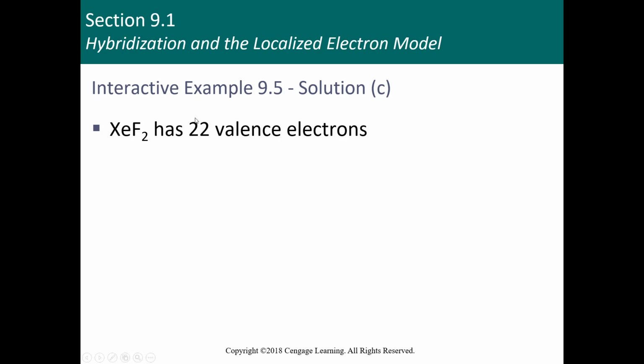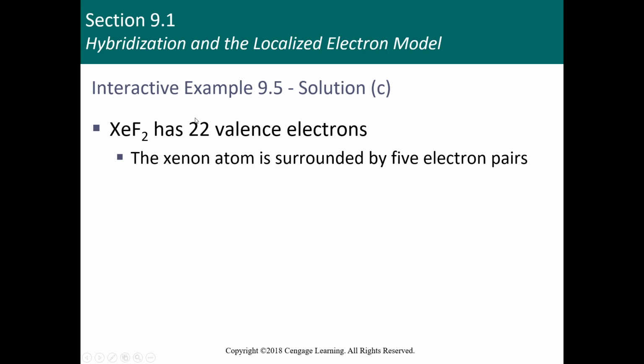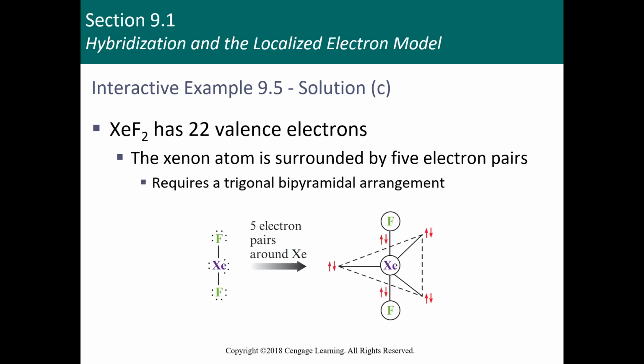XeF2, this has 22 valence electrons. The xenon atom here will end up being surrounded by 5 electron pairs. Let me go ahead and get the Lewis structure up here. So right here is our Lewis structure, if we go ahead and do that. And you can see that we again have our xenon. It has 2 sigma bonds and then 3 lone pairs. That is going to be 5 electron domains here.